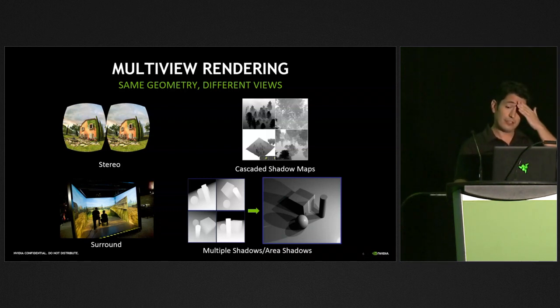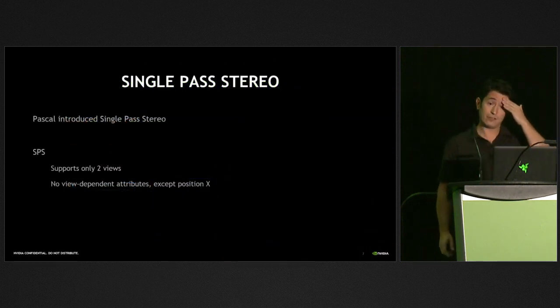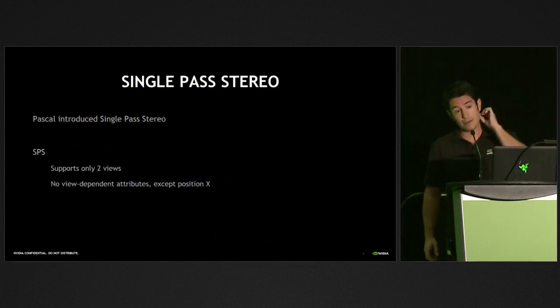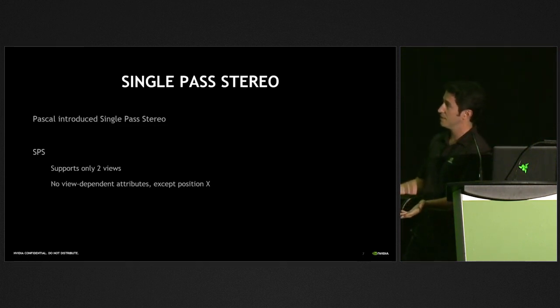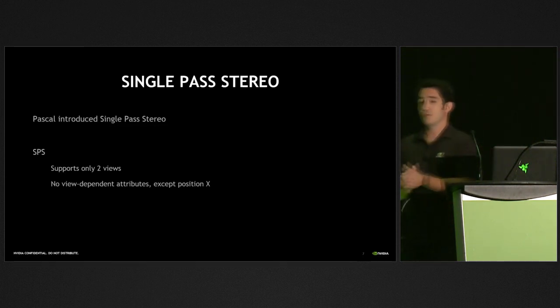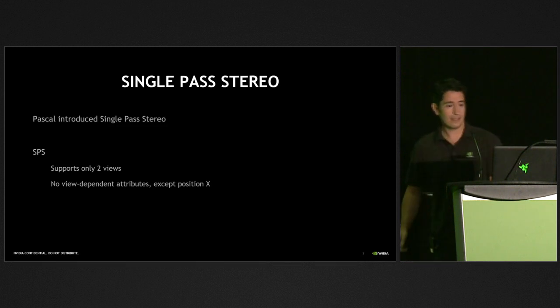So, like we mentioned, Pascal introduced this idea of single-pass stereo. So how is this different than single-pass stereo? Single-pass stereo in Pascal wasn't a general feature like we're talking about today. It was very focused on the stereo use case, which is why we called it single-pass stereo. So it only supported 2 views, which is the stereo use case, obviously.